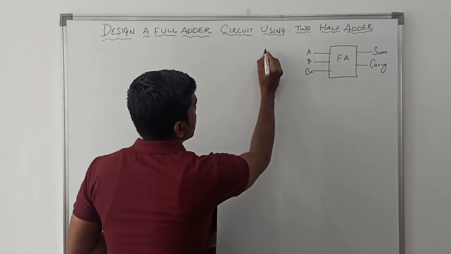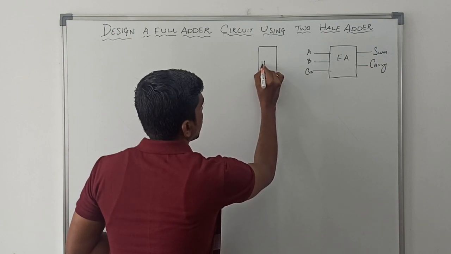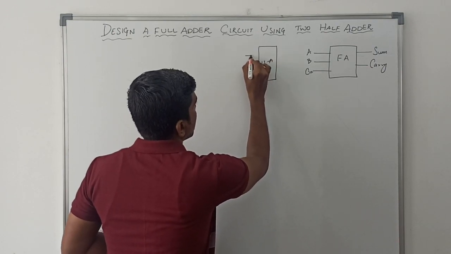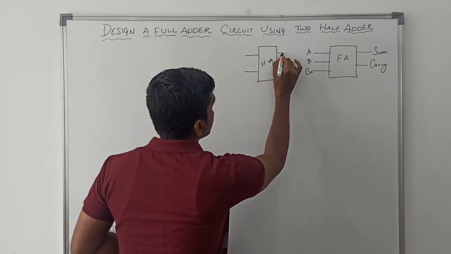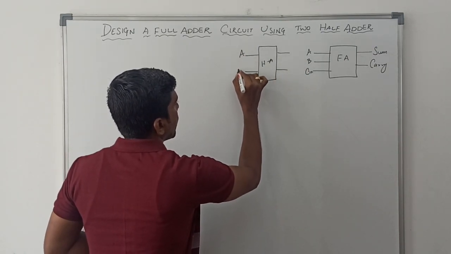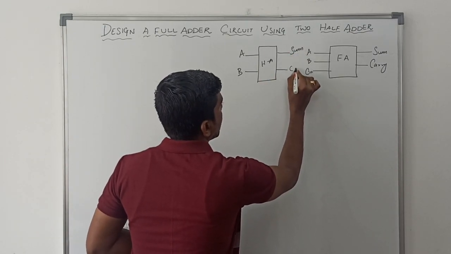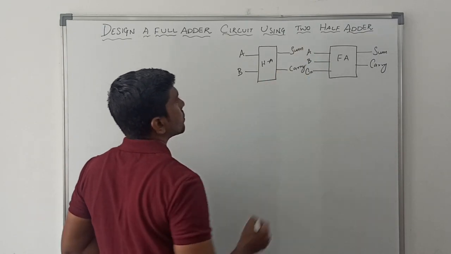Let me draw the block diagram of a half adder. This one is the half adder circuit. It has two inputs and two outputs, a combinational circuit. The inputs are called A and B, and the outputs are sum and carry.